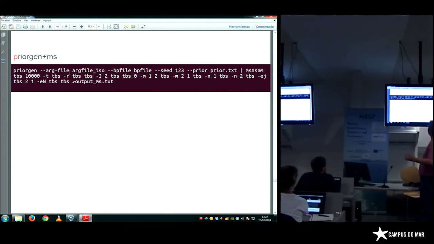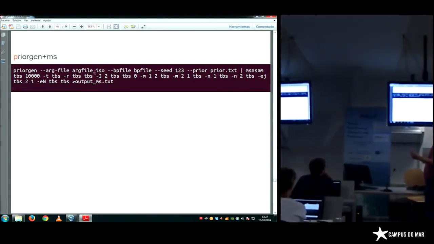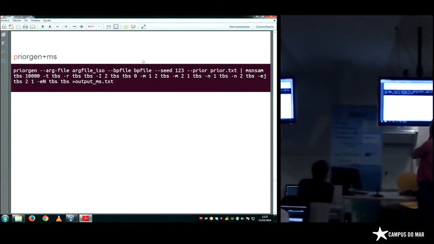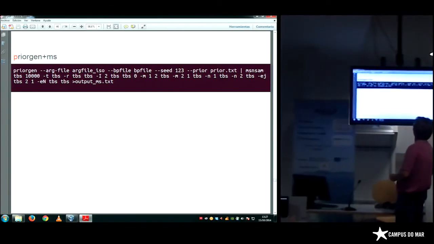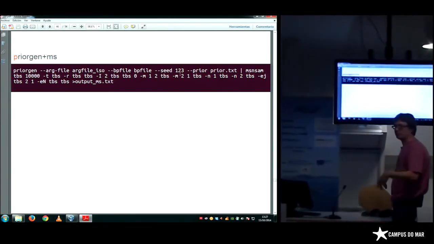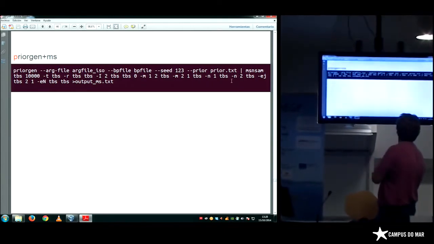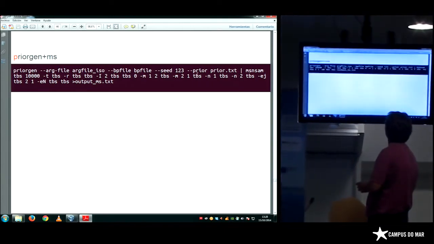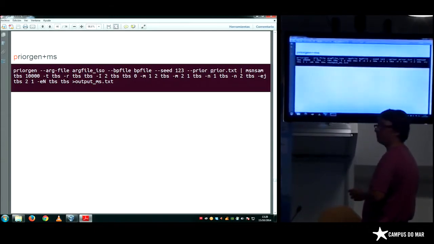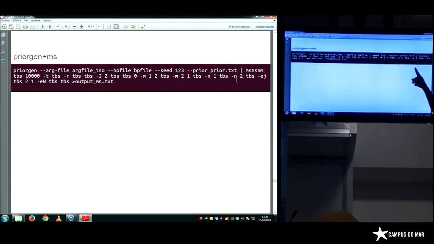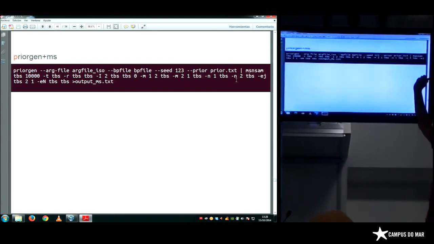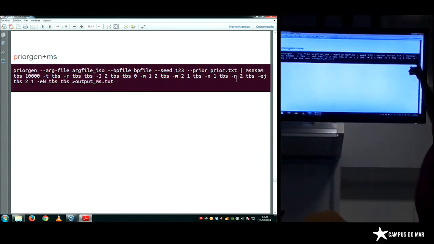So with this line, we call first PriorGen with the 2 files, BP file and arg file, that generates the parameters. Seed is just for the random numbers, not important. You put the result of PriorGen in a text file, which is called prior.txt. Okay? Then this is a pipeline. You call another program. The other program is MS and SAM.